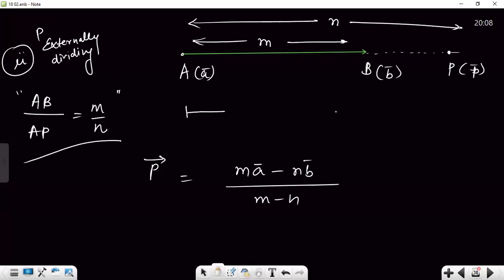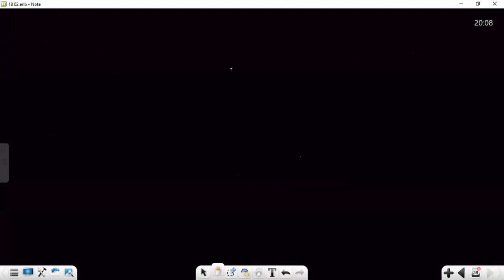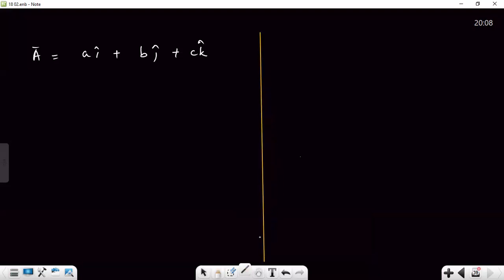Mostly the confusion is in the external division and in the ratio part. So consider AB is M and AP is N. Now, what does a simple vector in orthogonal form look like? So this is a vector. Let me draw this vector in a plane.